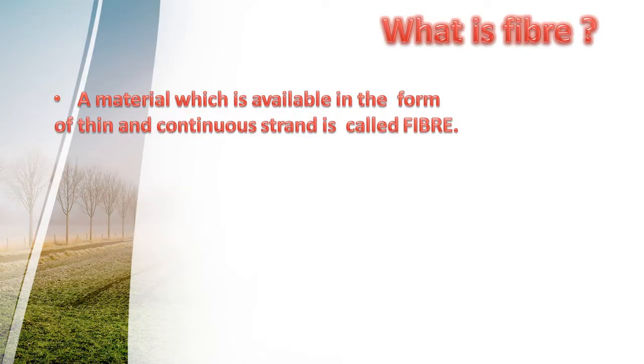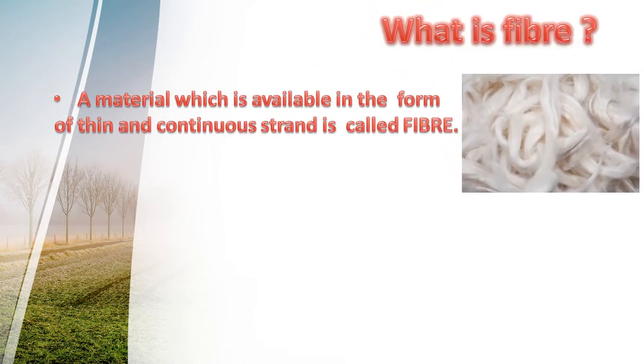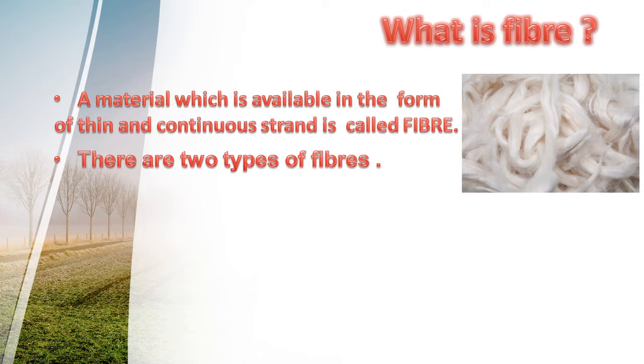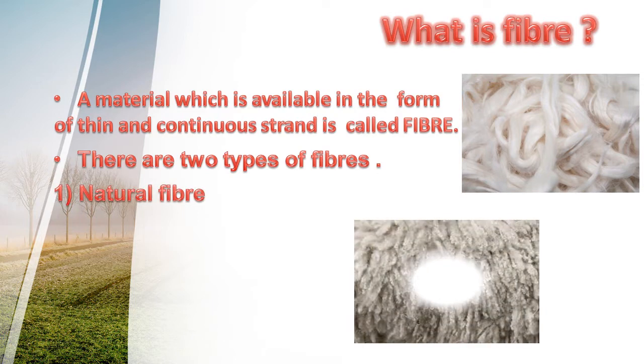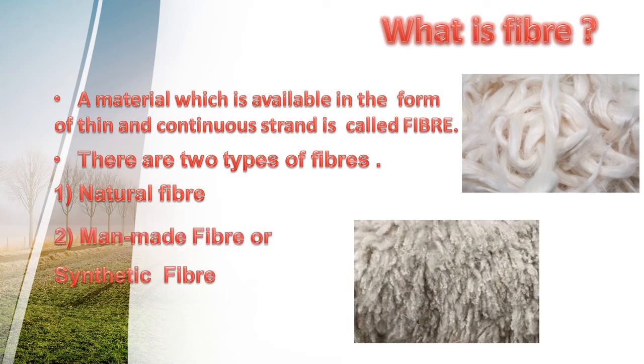So, what is a fiber? A material which is available in the form of thin and continuous strand is called a fiber. There are two types of fibers: natural fiber and man-made or synthetic fiber.